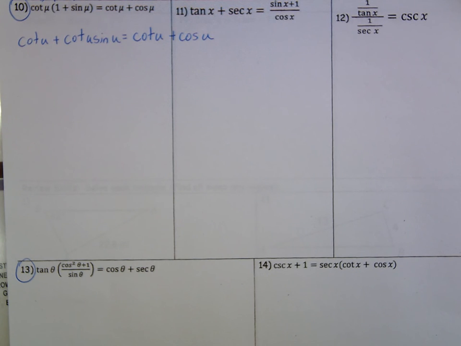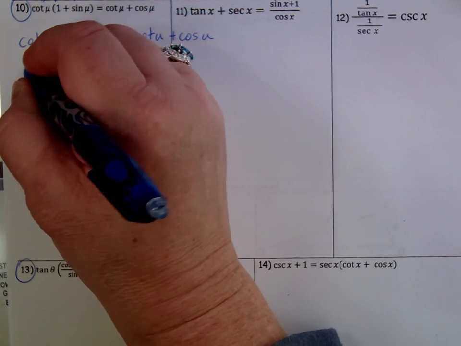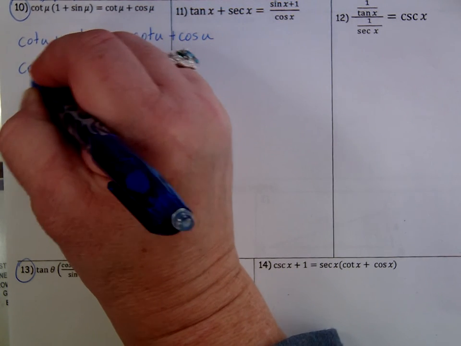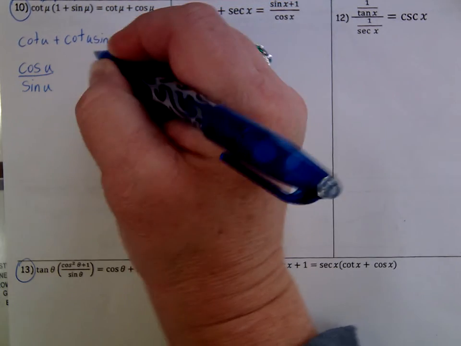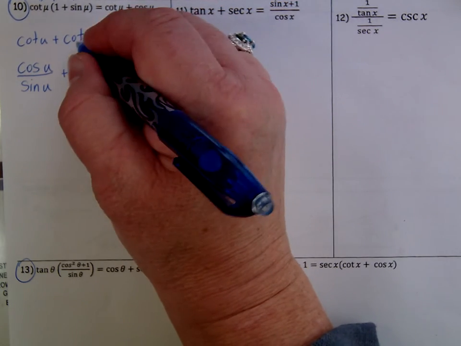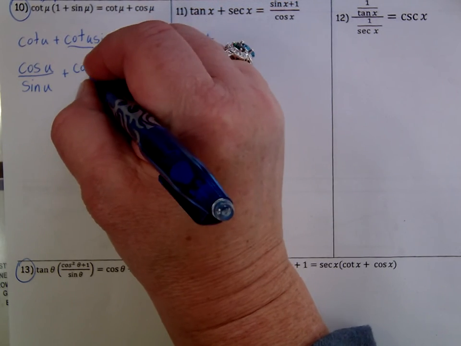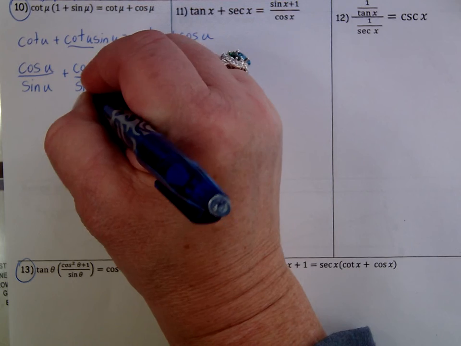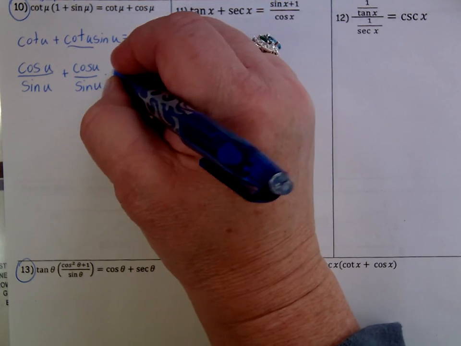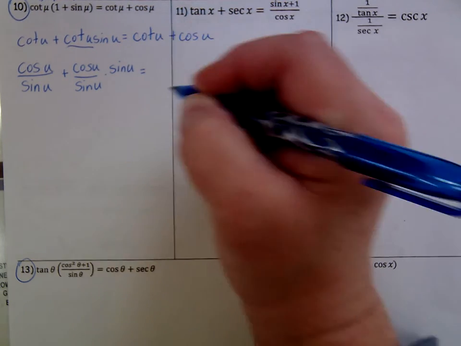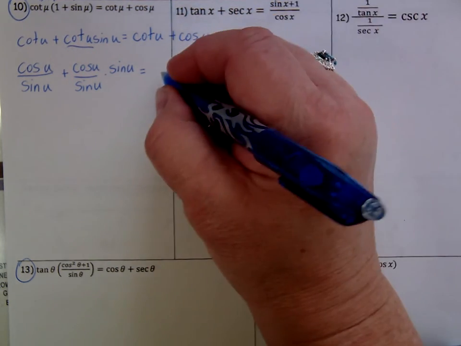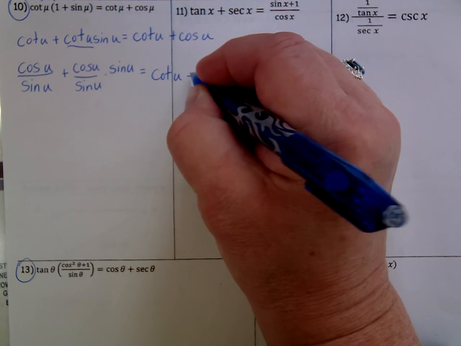All right. Let's see with this thing. If I change this into sines and cosines, which is normally what you want to do with these, on the left-hand side I'm going to have the cosine of u over the sine of u. I'm going to have this one, this cotangent is going to be the same thing, cosine of u over sine of u, and then it's times the sine of u. And all of that is my left-hand side. I haven't done anything to the right. I'm going to leave the right cotangent of u plus cosine of u.